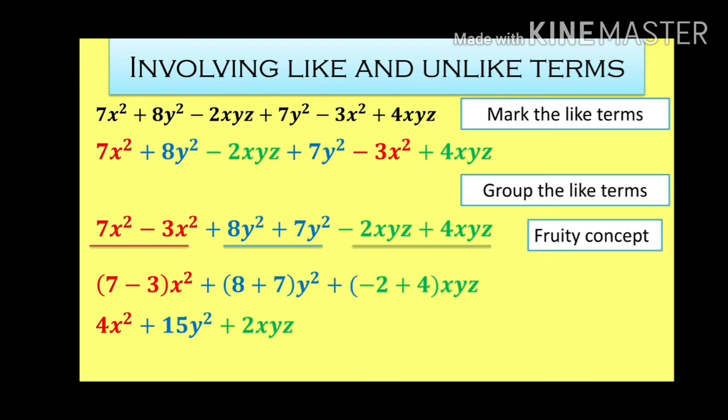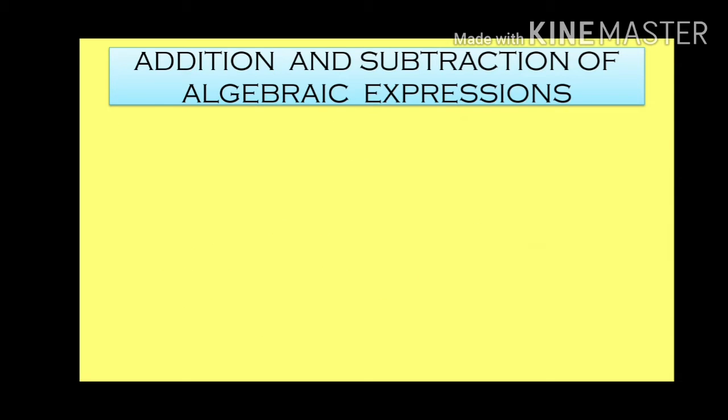So 7x squared minus 3x squared. From 7 apples, we are taking out 3 apples. So left out is 4 apples. Same thing, 7x squared minus 3x squared. From 7x squared, we are taking out 3x squared and we are left with 4x squared. Similarly, 8y squared and 7y squared, total 15y squared, the same thing. In this way, we can solve any question involving both like and unlike terms.